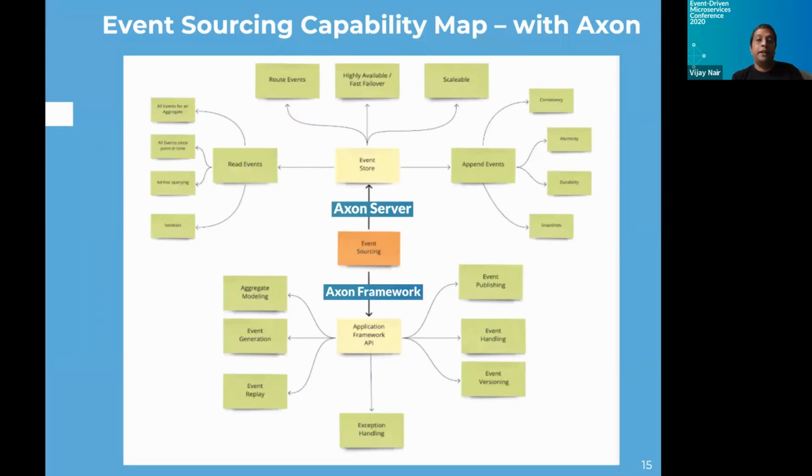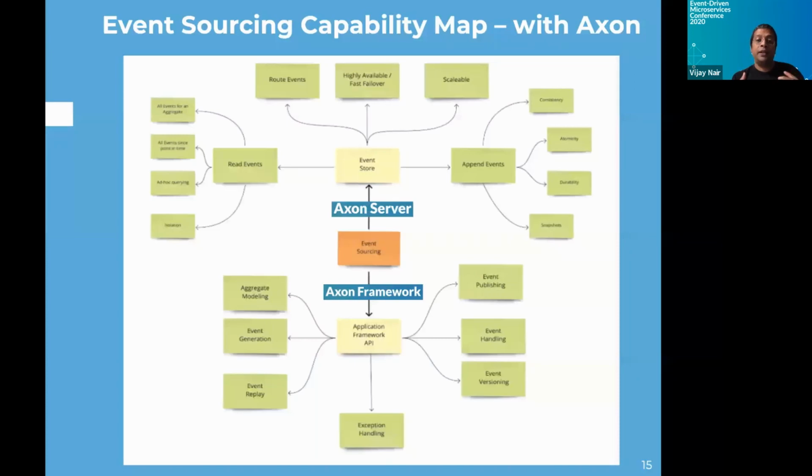So Axon Server can append events fast. It provides consistency, atomicity, and durability, as well as the capability to generate snapshots out of the box. You can read events: Axon provides multiple index types, which are specifically geared towards event sourcing, to help you read events extremely fast. These include index types and aggregates. With 4.4, there have been more announcements around the way events are read, with primary and local storage and secondary storage. So the whole Axon Server concept builds around purpose-built capabilities for event sourcing. It is, again, highly available. It can be deployed and uses the Raft protocol for distribution, so it is extremely scalable. And it acts as a message router.